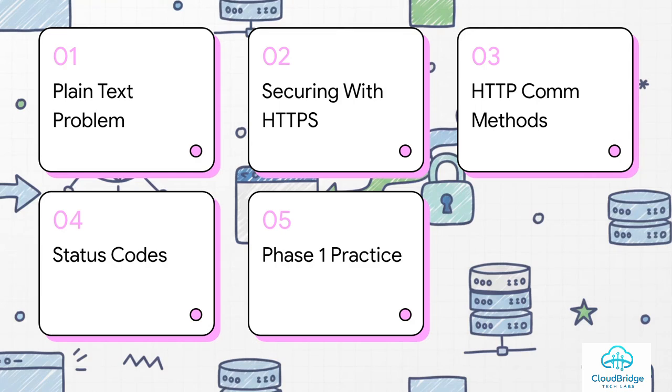Okay, let's dive into this. Here is our roadmap for today. We're hitting the HTTP plain text problem first, then securing data with HTTPS, covering essential HTTP communication methods, troubleshooting HTTP status codes, and wrapping up with your mandatory Phase 1 practice.